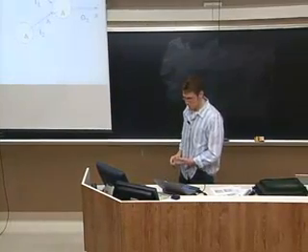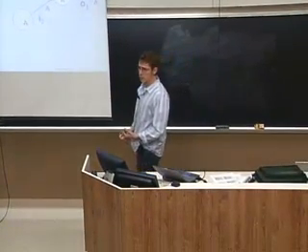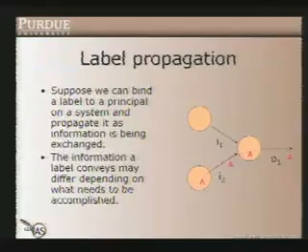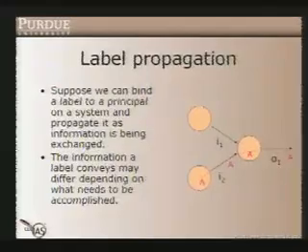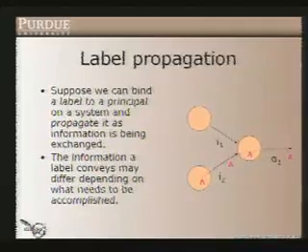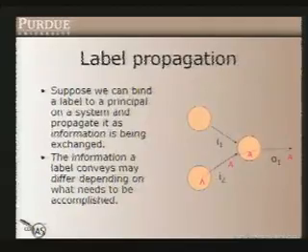my idea is to bind a meaningful label to a principal on the system, such as here, and then propagate this label as information is being exchanged to other principals or objects on the system. And the actual nature of the label right now is not important. I'm going to go into that in the case studies a little bit.